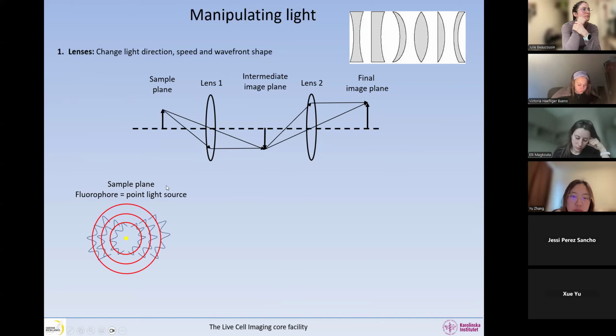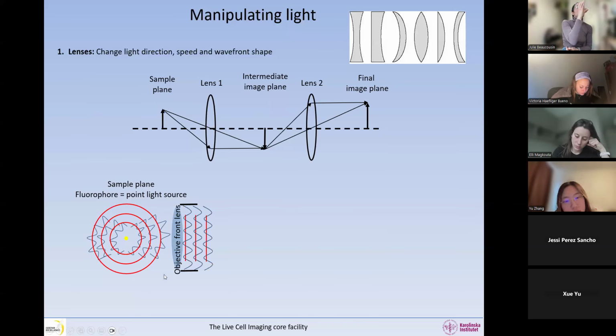So what happens at the sample plane? This is actually our object. So what do we have in our sample? We have a fluorophore, and the fluorophore is a light source. It's like a little bulb. It emits light in all sorts of directions, with a curved wavefront. So all around itself, it emits some light. So this is a little light source.